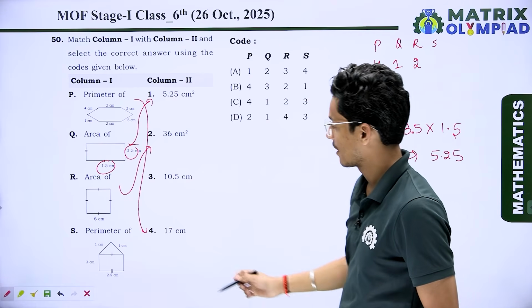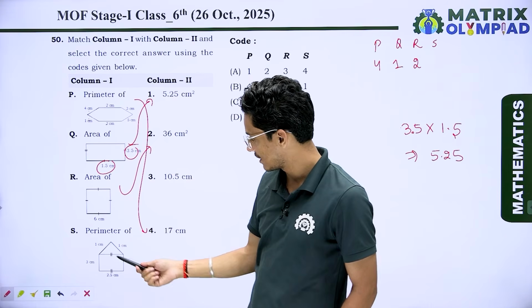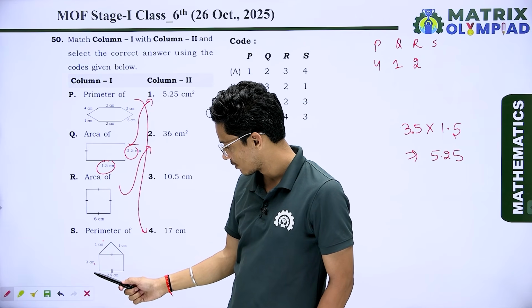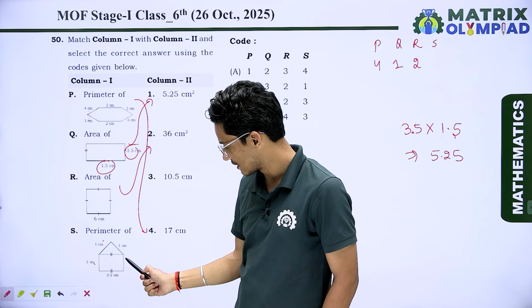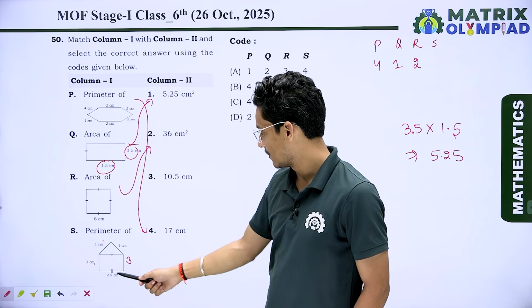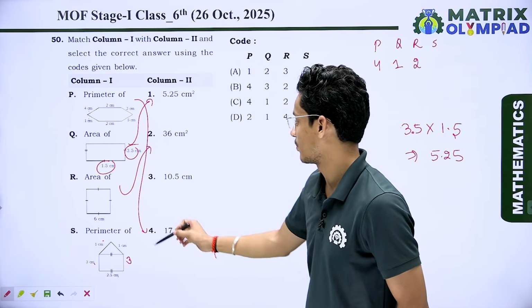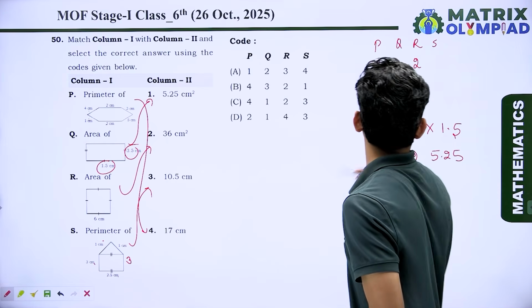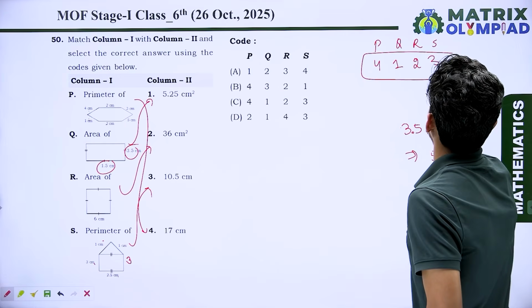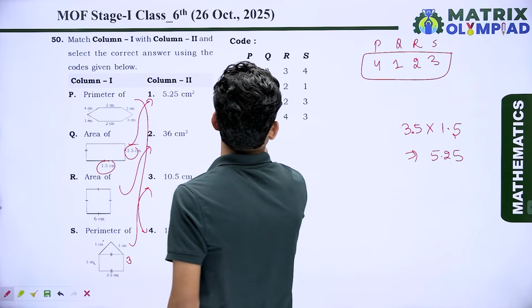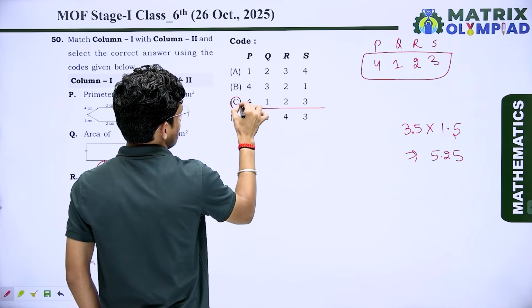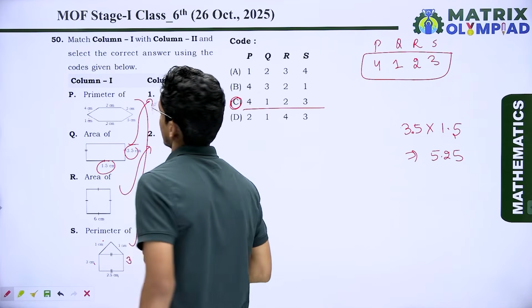Next, S. We have to find the perimeter. We know perimeter, that is 3 plus 1 is 4, 4 plus 1 is 5, 5 plus here we have 3, that is 8, 8 plus 2 is 10, and this one is the 0.5, so 10.5. So S is connected to 3. So the correct option is 4 1 2 3. So 4 1 2 3. It means option number C is the correct answer over here.